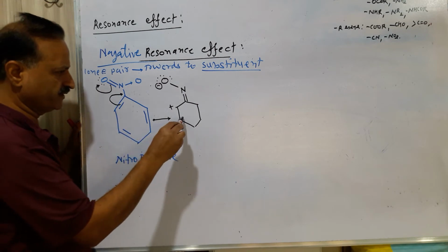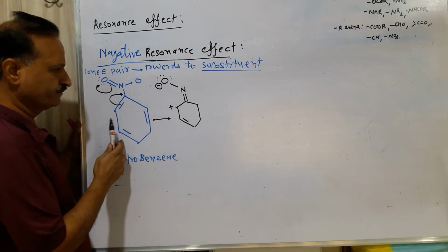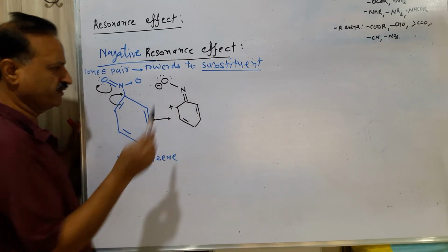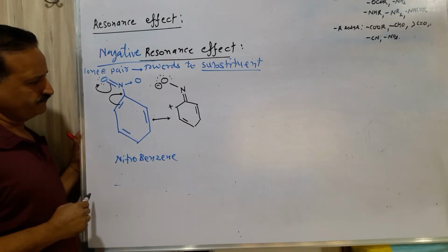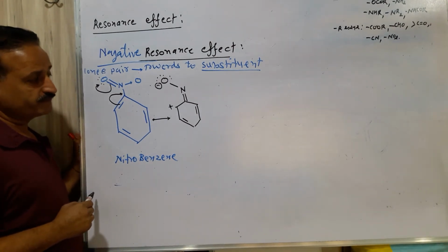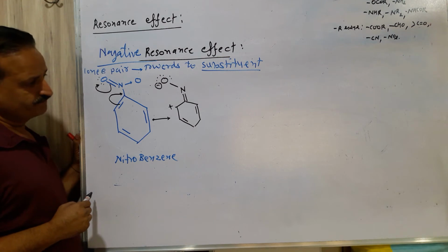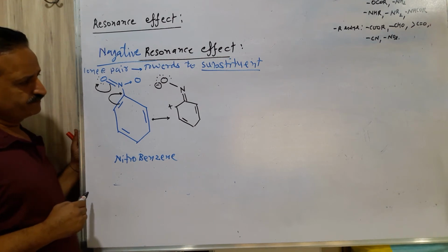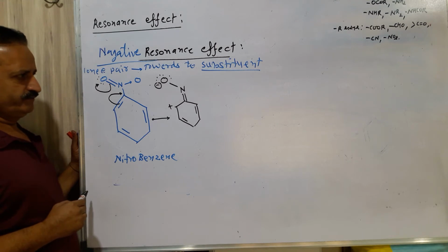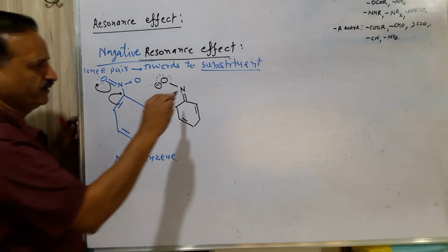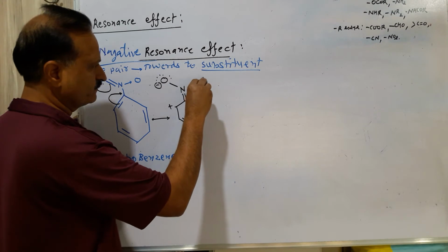This bond is as it is. This bond is as it is. This bond is as it is. This bond is as it is. Clear? Very simple. Very easy. No problem. This O as it is.